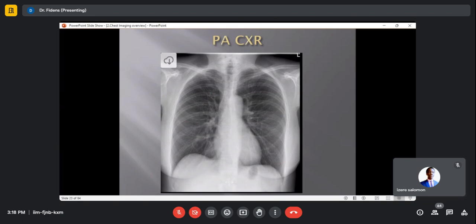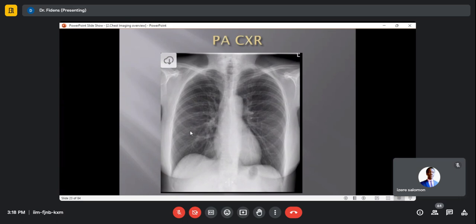Yes. See how the costophrenic angle is sharp? The angle is very sharp on both sides. If it were blunted, it would be like there is fluid within it. And those ribs, we count them on the right side, not the left side. Never the left, but the right side.